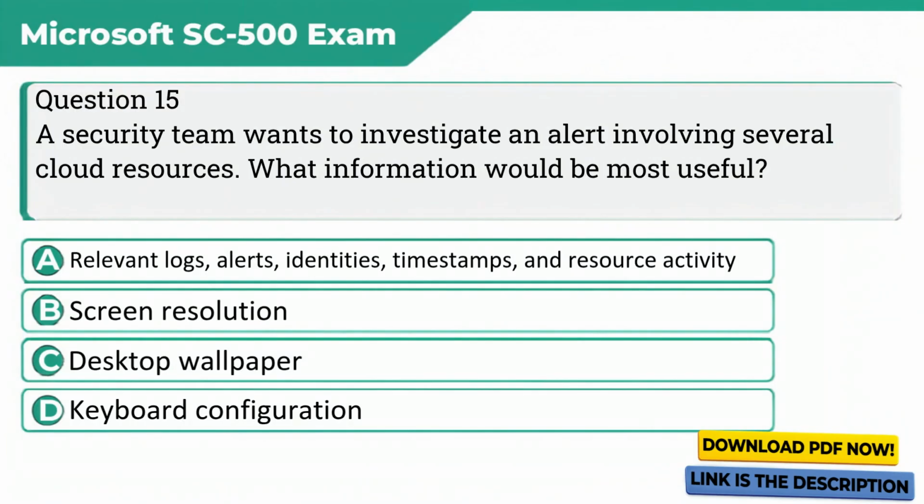Question 15. A security team wants to investigate an alert involving several cloud resources. What information would be most useful? A. Relevant logs, alerts, identities, timestamps, and resource activity. B. Screen resolution. C. Desktop wallpaper. D. Keyboard configuration.